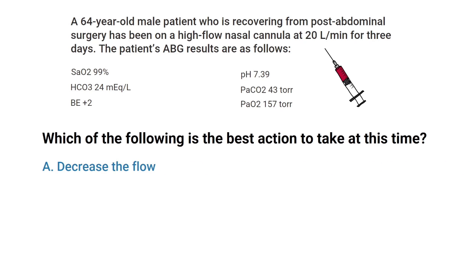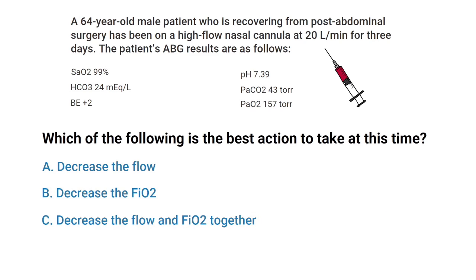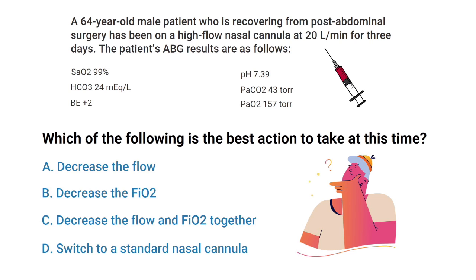A. Decrease the flow. B. Decrease the FiO2. C. Decrease the flow and FiO2 together. Or D. Switch to a standard nasal cannula. Do you know the answer?